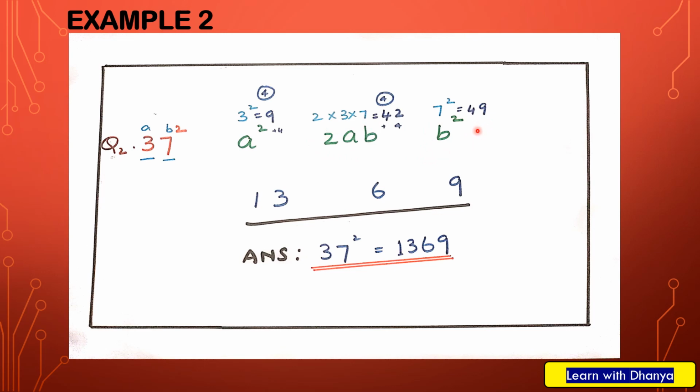As I already told while writing, when you get a number with more than one digit, take it as a carry. So here b square is 49, so I am writing 9 here and 4 is taken as carry. So 2ab is 42 and adding the carry 4 to it, we get 46. So 6 is taken here and 4 is taken as a carry. And a square is 9 plus the 4 carry. So it is 13. So the answer for 37 square is 1369.